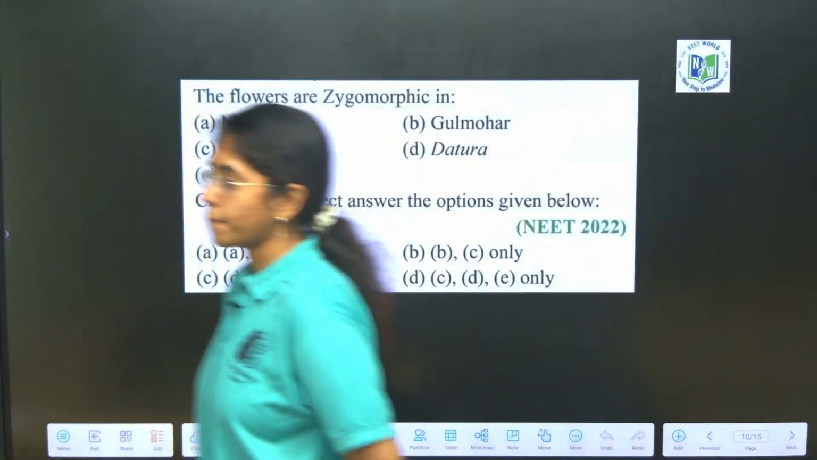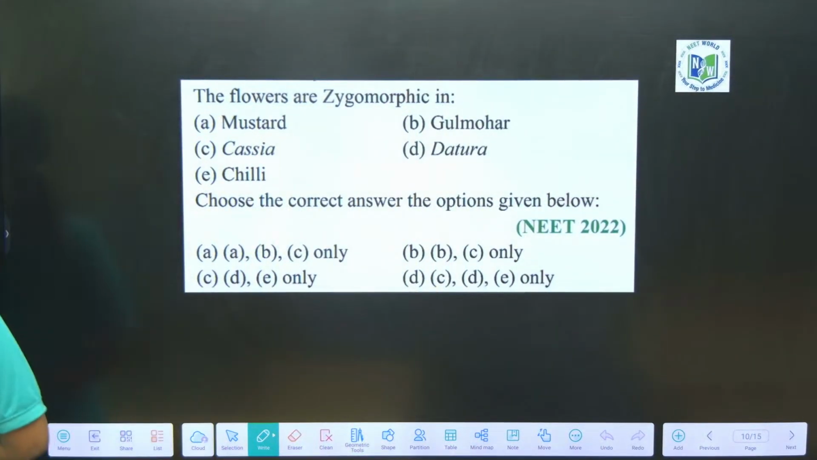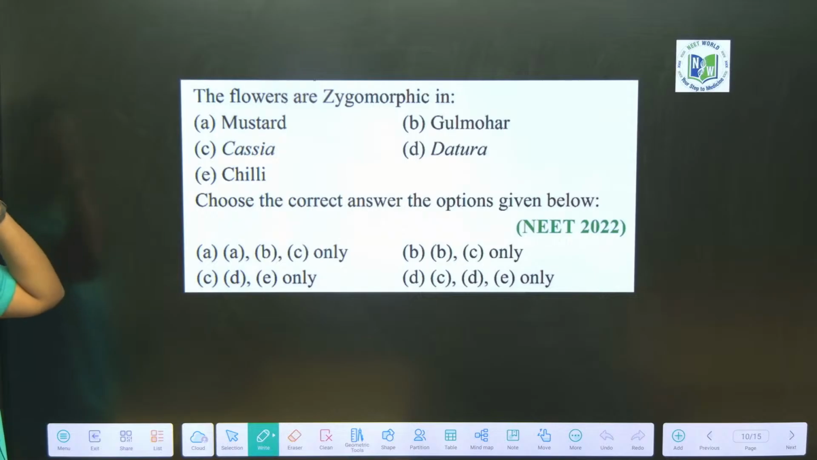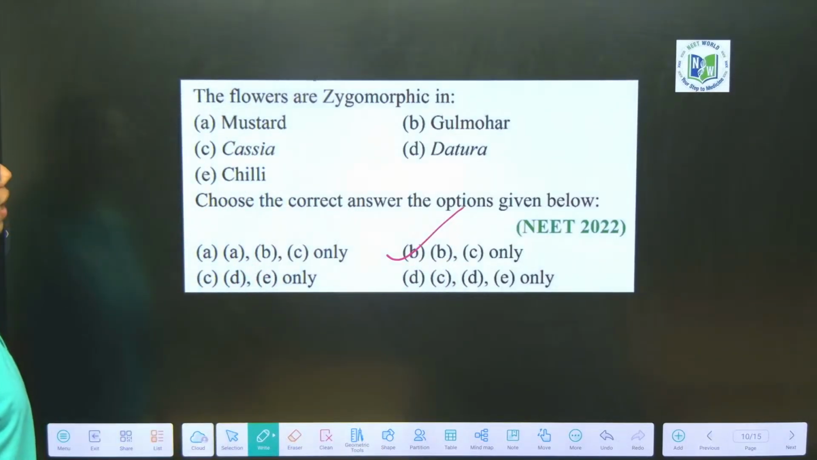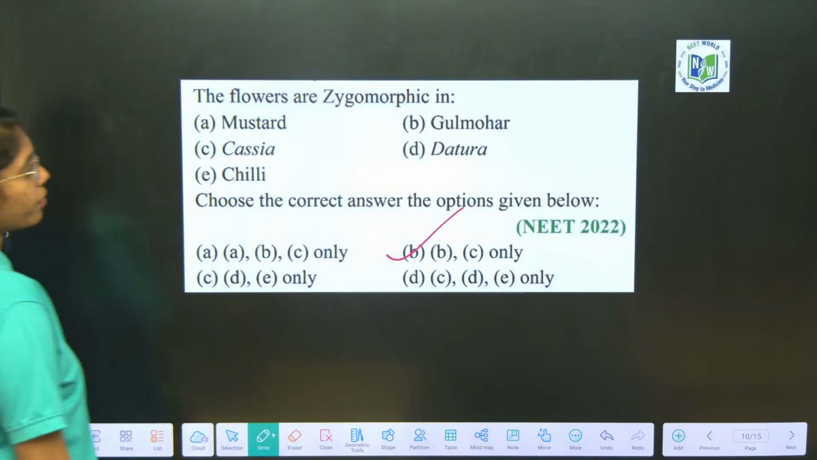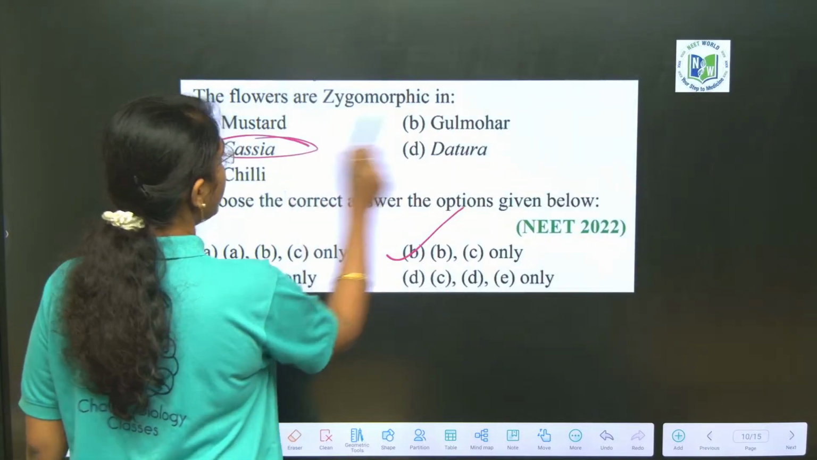Zygomorphic flowers. D and E. Very good. It is B and C. The flowers are zygomorphic. Zygomorphic flowers are shown in Cassia and Gulmohar.